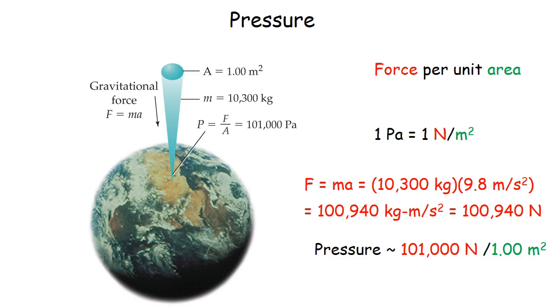Now, if we take that force and we divide it by 1 square meter, we end up getting that the pressure is about 101,000 Pascal. That is equivalent to the unit 1 atmosphere. And so atmospheres were defined based on our standard atmospheric pressure. Now, not to say that atmospheric pressure is always 1 atmosphere, because it's not.